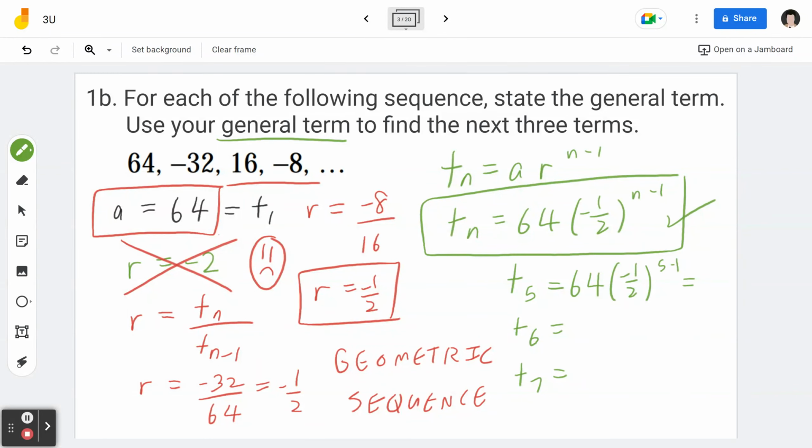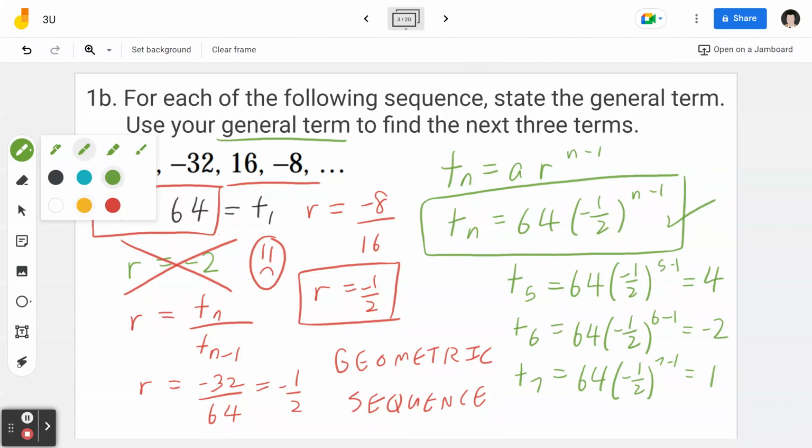So that's going to be positive 4. If I find T6, again, I take 64. I multiply by negative half to the power of 6 minus 1. That's 64 times negative half to the power of 5. And if I look at this carefully, this should be negative 2. And of course, to find T7, I take 64 times negative half to the power of 7 minus 1. So that's negative half to the power of 6, multiply by 64, which I think the answer is 1.